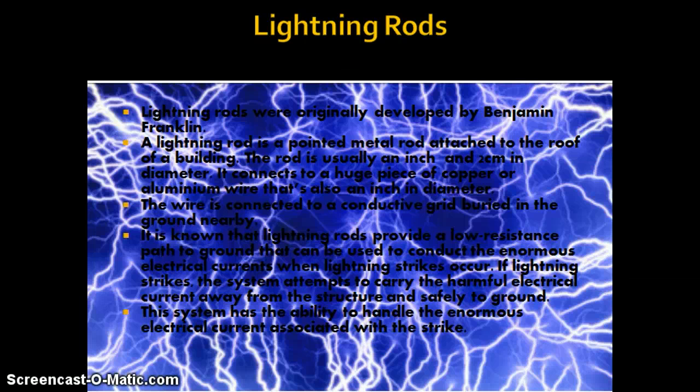It is known that lightning rods provide a low resistance path to ground that can be used to conduct the enormous electrical currents when lightning strikes occur. If lightning strikes, the system attempts to carry the harmful electrical currents away from the structure and safely to ground. This system has the ability to handle the enormous electrical currents associated with the strike.